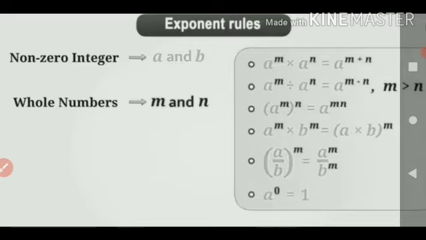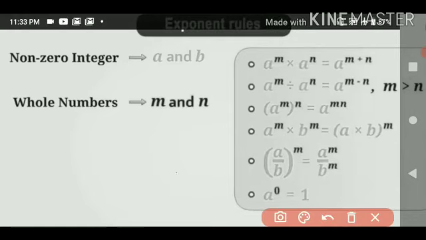So here we have the first law of exponent, that is a raised to the power m multiplied by a raised to the power n is equal to a raised to the power m plus n. That is, whenever two numbers in exponential form having the same base are going to be multiplied, then their powers will be added.